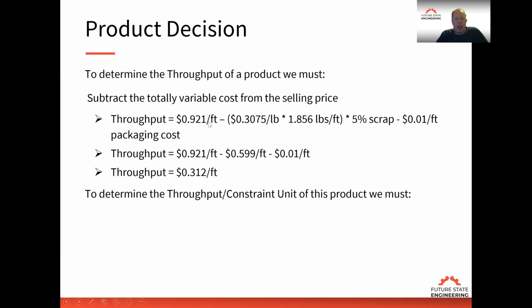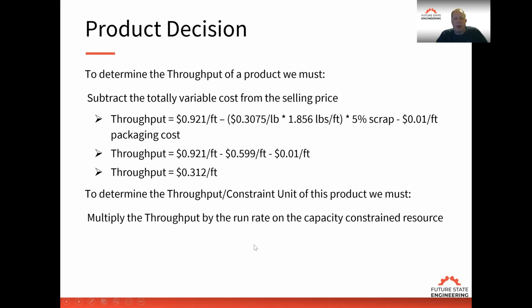Then we look at which value stream that product flows through, and say, okay, if we multiply the throughput by the run rate of that capacity constrained resource, then we can calculate how much throughput per constraint unit is being produced. So what we want to do is look at different products, and we can compare those throughput rates for different products that flow through different value streams.